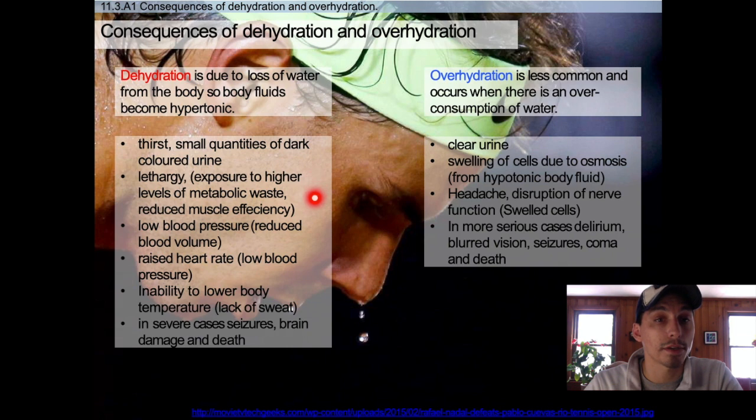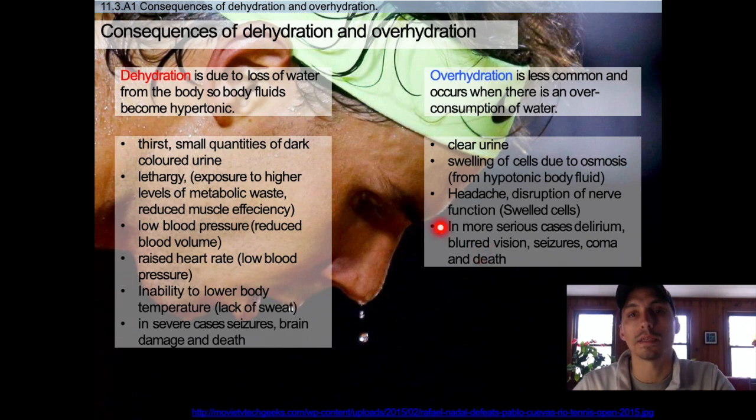You'll start to feel some lethargy, so some exhaustion, lower blood pressure, increased heart rate because of the lower blood pressure, an inability to regulate body temperature, and in severe cases, seizure, brain damage, and death. So all of these are, of course, going to be more dangerous the hotter the temperature gets. So sometimes we'll see examples of athletes, for instance, getting heat stroke because they are dehydrated and they have all of these symptoms, and the heat makes it much worse, and that can be really dangerous.